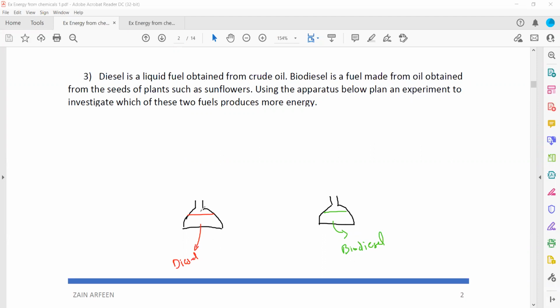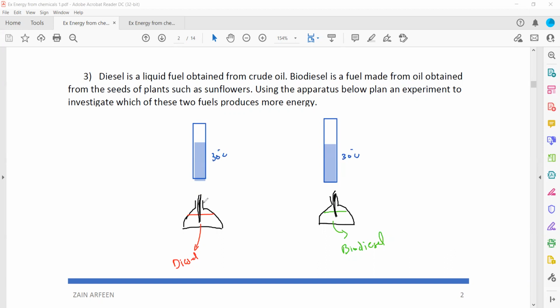This is a spirit burner. Here a wick is attached. Here also there's a wick. When we burn this, it will produce heat energy. So we'll take an equal amount of water. It can be in a test tube. We'll take an equal amount of water in the two test tubes, and we will record the initial temperature. For example, the initial temperature for this one is 30, the other one is also 30.